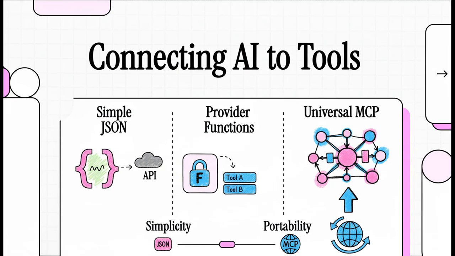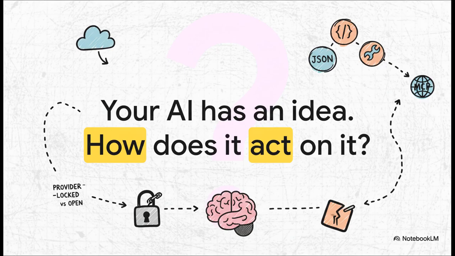Today, we are diving into one of the biggest, most important decisions you're going to make as an AI builder. How does your AI actually do things in the real world? We're talking about connecting it to tools. Should you use JSON mode, function calling, or the Model Context Protocol, MCP? Let's figure it out.